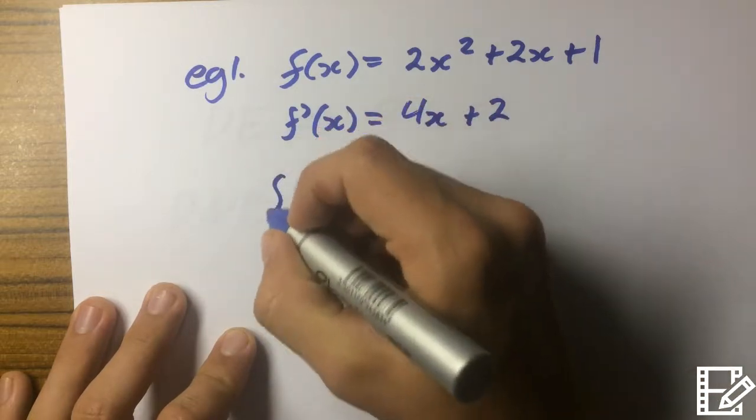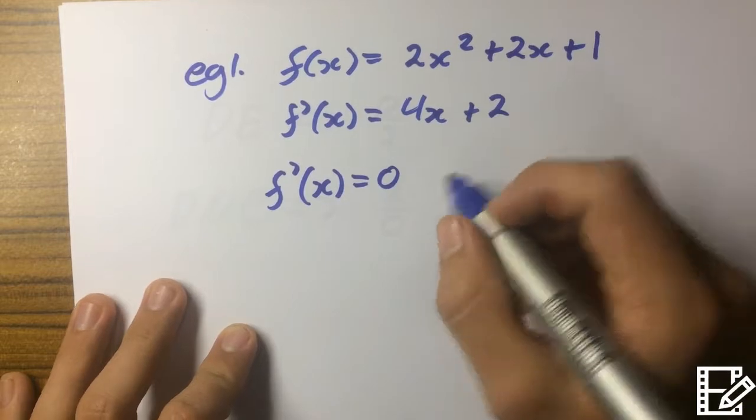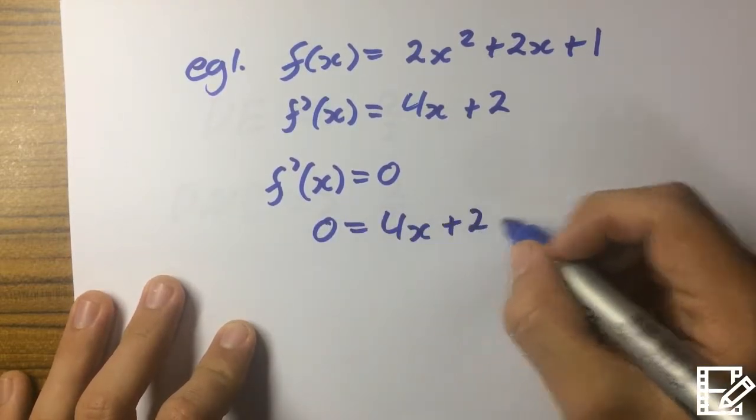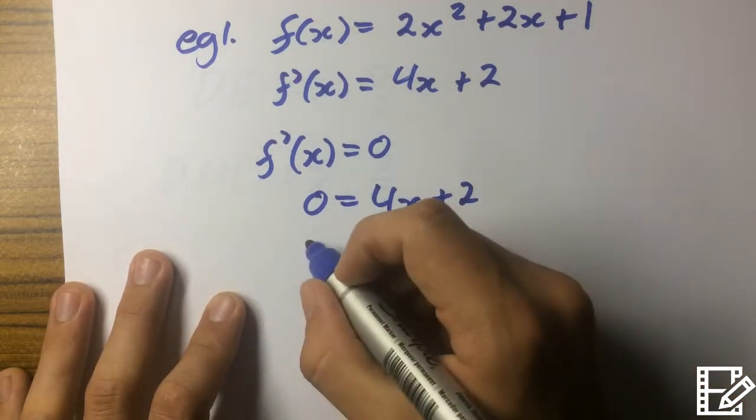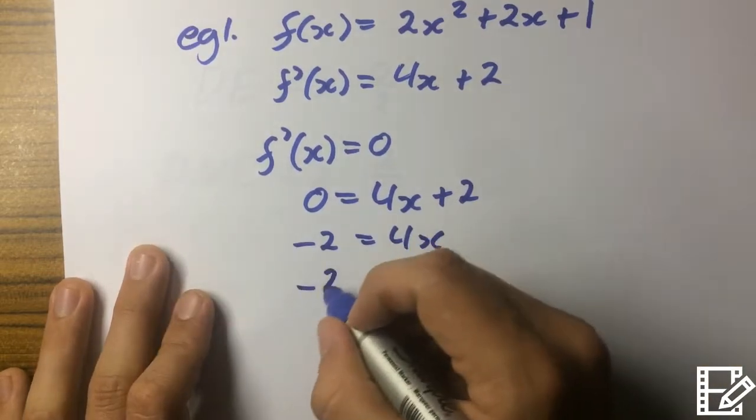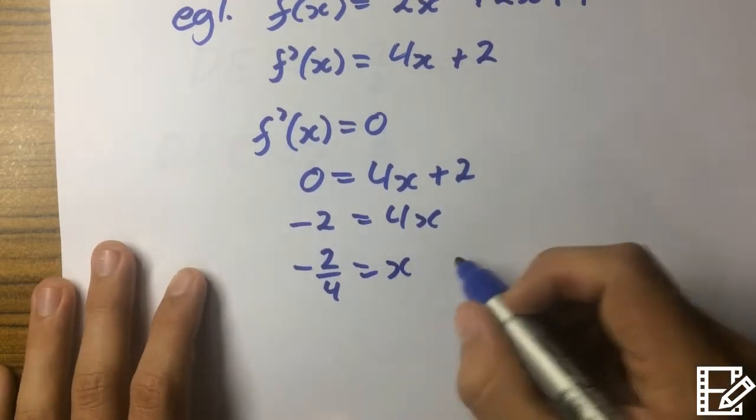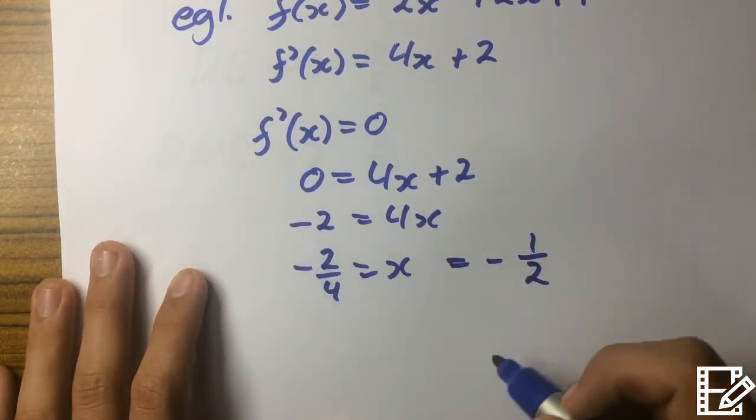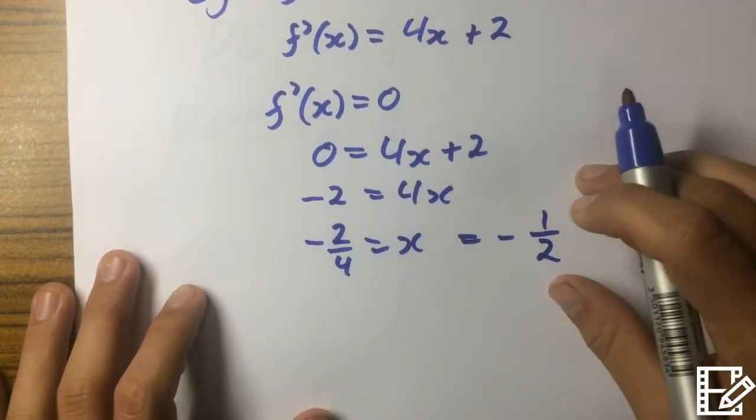So we would then just set the derivative to 0, and that would mean 0 equals 4x plus 2. Then you rearrange it to find x. So you bring the 2 over, negative 2 equals 4x, negative 2 divided by 4 equals x, and so therefore x equals negative 1 over 2, because 2 over 4 is the same as a half. And you've got your critical number now.